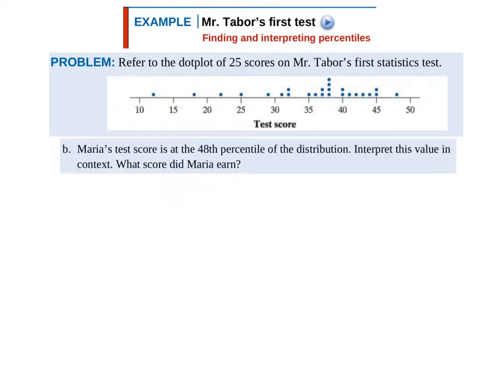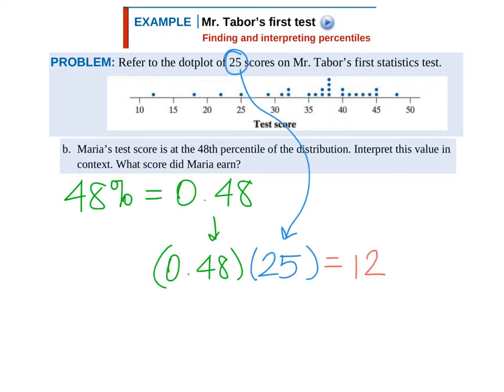So now let's work somewhat backwards, and let's work from Maria's test score. Maria's test score is at the 48th percentile of the distribution. Let's interpret this value in context. What score did Maria earn? The first thing I would do here is work backwards from this 48th percentile. That means it's 48%, which is 0.48 in terms of a decimal. So I'm going to multiply that by the total number of scores that we have, which is 25, and we find 12. That 12 means that Maria scored better than 12 of her peers. So she must be the 13th score, or this 13th dot on our dot plot.